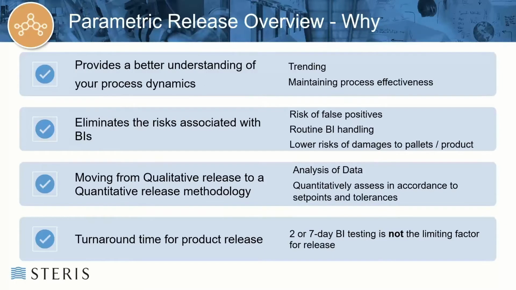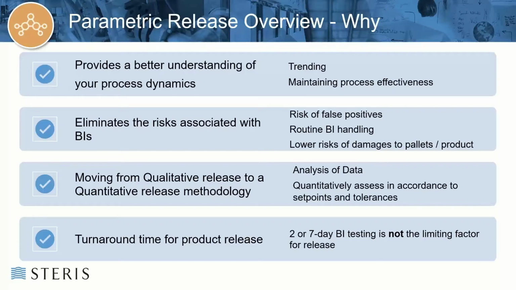Why parametric release? There are a number of advantages for you, the customer. It provides you a better understanding of your process dynamics. Here you can look at your trending and maintaining process effectiveness and really realize the guidance in 12.5 of ISO 11135. You will be eliminating the risks associated with BIs, risks of false positives, of routine BI handling, and risks of damage to products and pellets from placing and removal of BIs. You are moving to a quantitative release as opposed to a qualitative release methodology. So here you are, again, analyzing data, quantitatively assessing it in accordance with your set points and tolerances. So you're not just relying on your BI yes and no data.